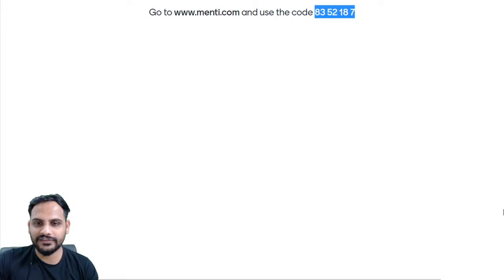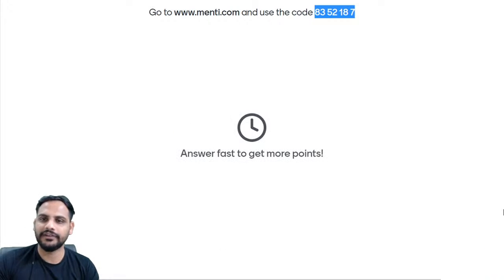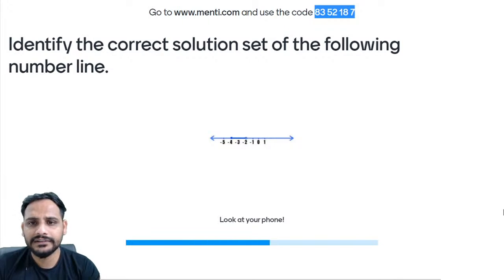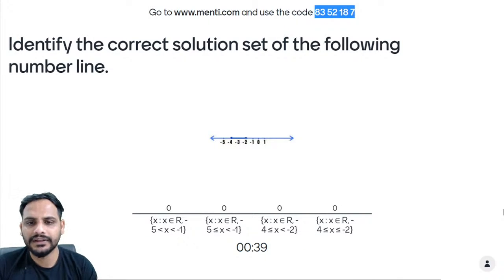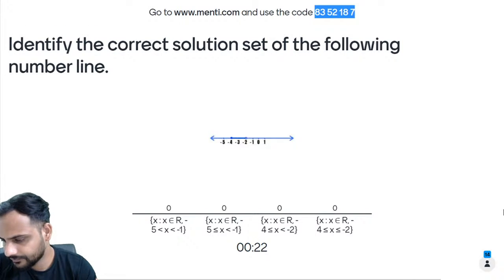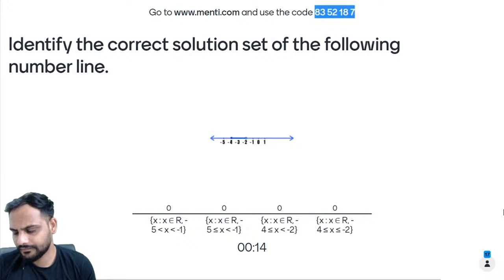Okay, let's go for the next question. Question number 4, the last question coming your way, is this. The question is saying: identify the correct solution set of the following number line. Here you can see the number line is shown. Darkened circle at -4, hollow circle at -2. Think what will be the solution set. Be quick.